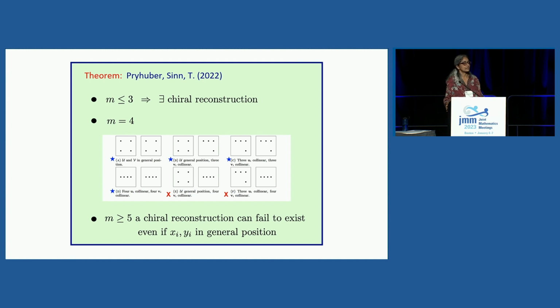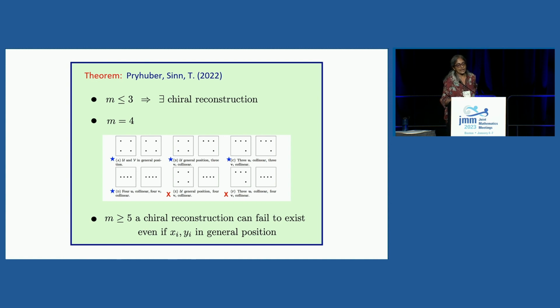Either they are something called compressed spaces, or they are subspaces of skew-symmetric matrices. And then you have to work with those, and at the end of the day, you get this result. Okay? So this is the story for chiral reconstruction. And I want to, in the next few slides, focus a little bit on the very last case, which is the m equal to 5 case.